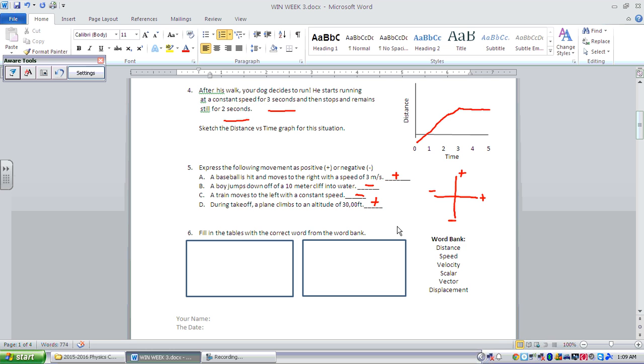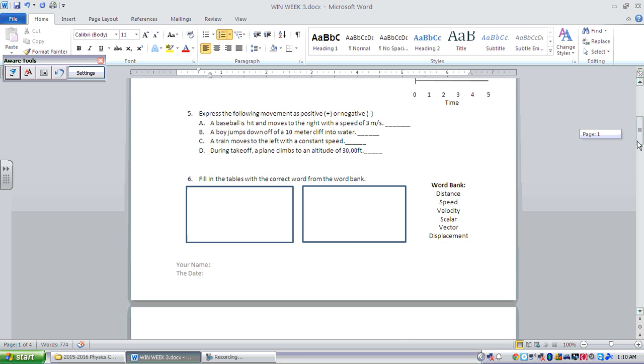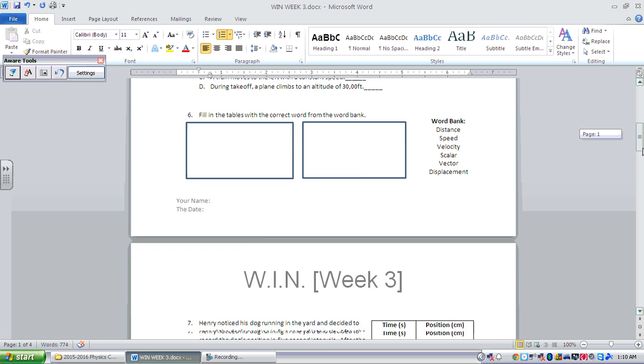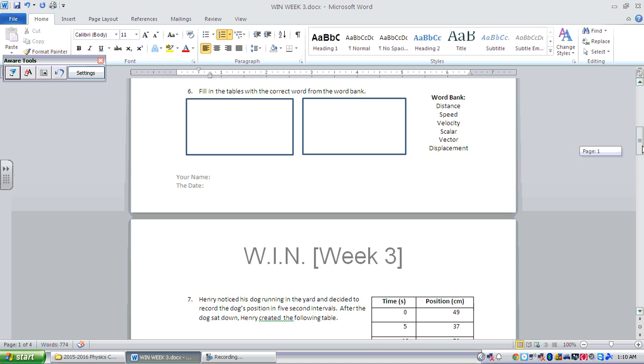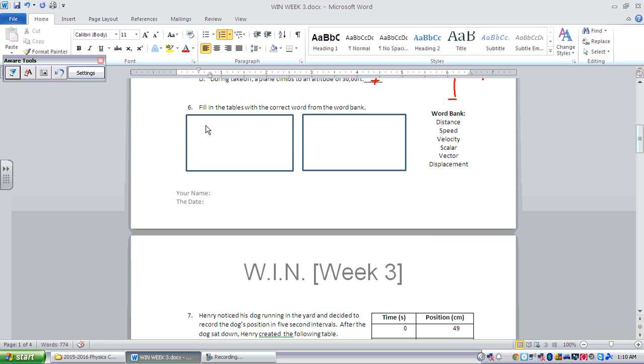All right. Number 6, fill in the tables with the correct word from the word bank. In this case, we're dealing with scalar and vector quantities. So over here, you would have distance. In addition to distance, you'd have scalar, because distance is a scalar quantity. And then over here, you'd also have speed. Again, distance and speed are scalar because they only give the magnitude.